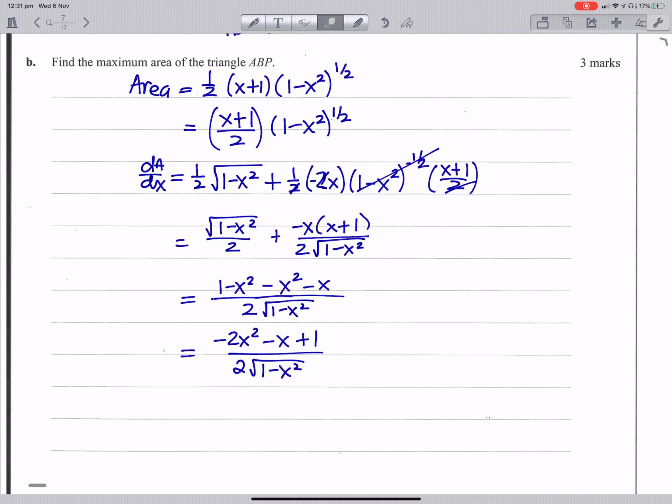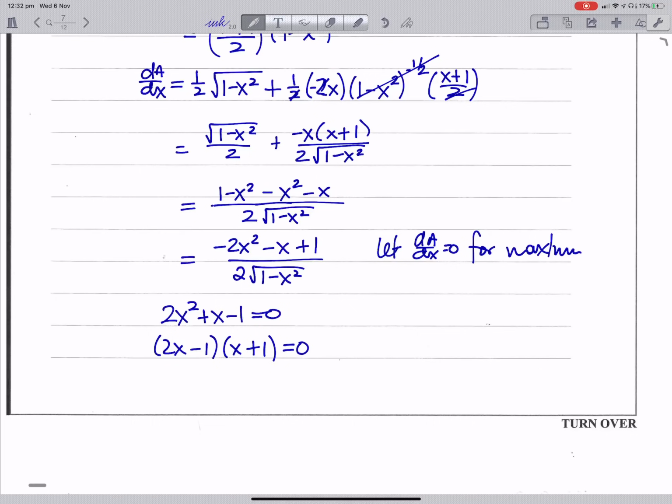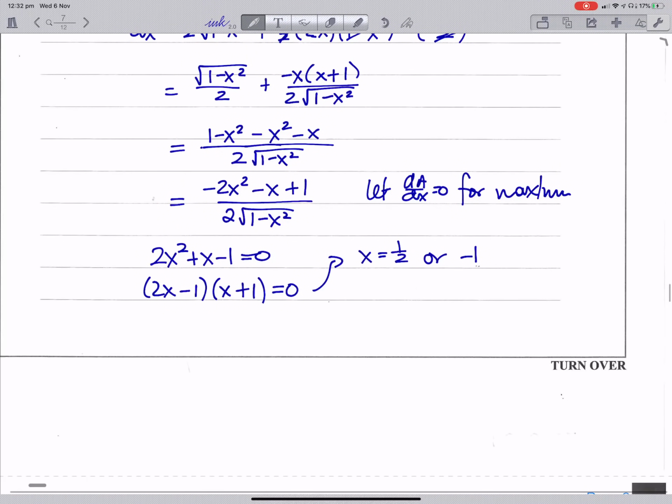If we let that equal 0 for our max, so we get 2x squared plus x minus 1 is 0, 2x minus 1, x plus 1, x equals 1/2 or minus 1. Minus 1 is a min.